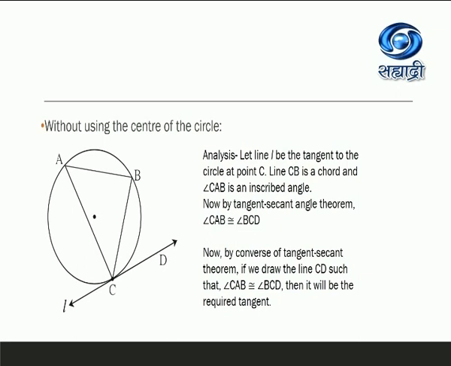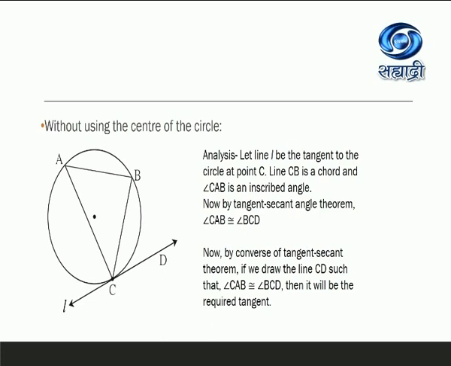Now, by the tangent secant theorem, where one is a secant and one is a tangent, angle CAB is congruent to angle BCD. This we have learnt in the previous lesson, circle. So you should not forget about this.